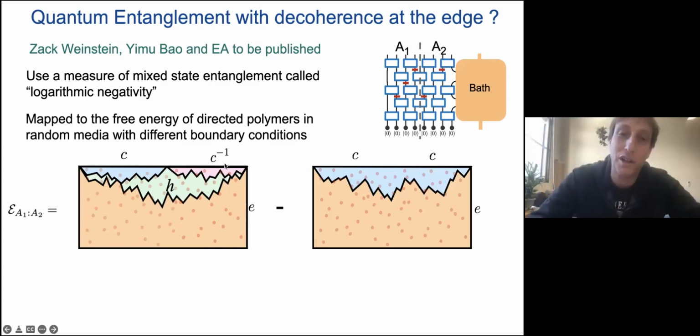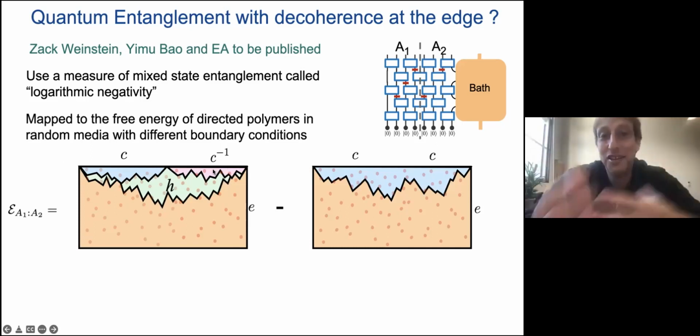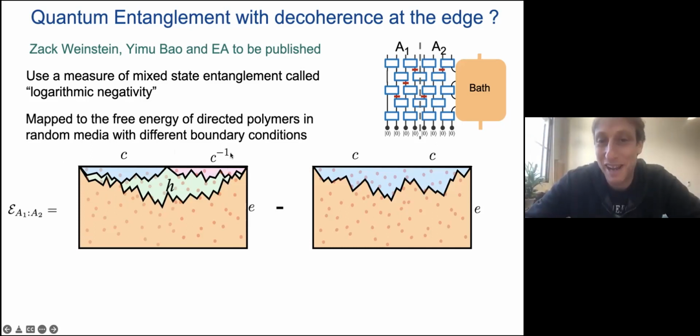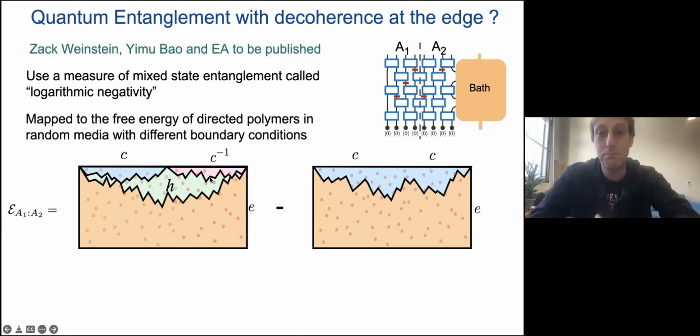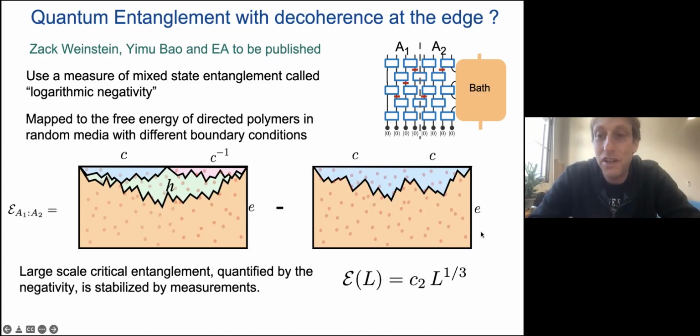So instead of a single polymer, you have several interacting polymers. And the negativity turns out to be the free energy of these random directed polymers, which, because of their configuration, you have a vanishing of the volume law term. So the entanglement negativity turns out to be not volume law, but L to the 1/3.